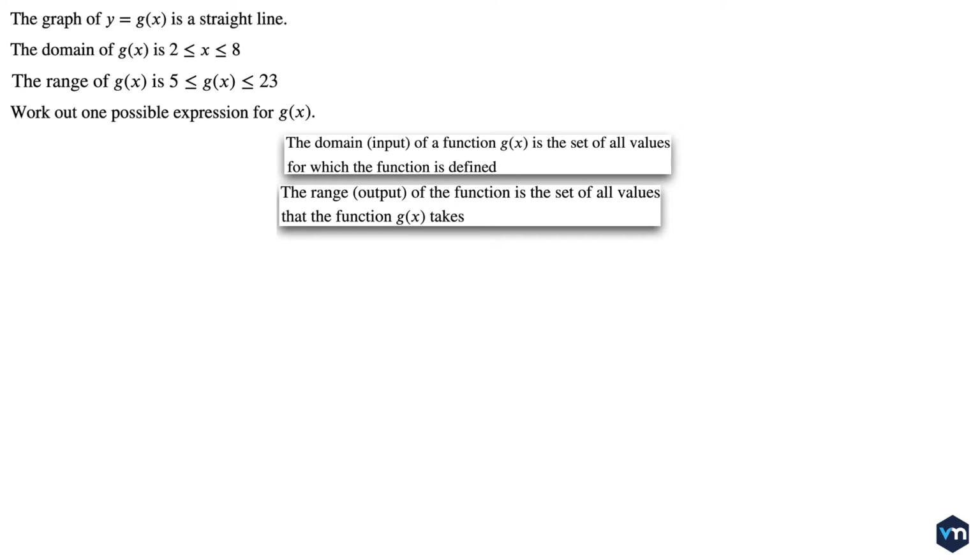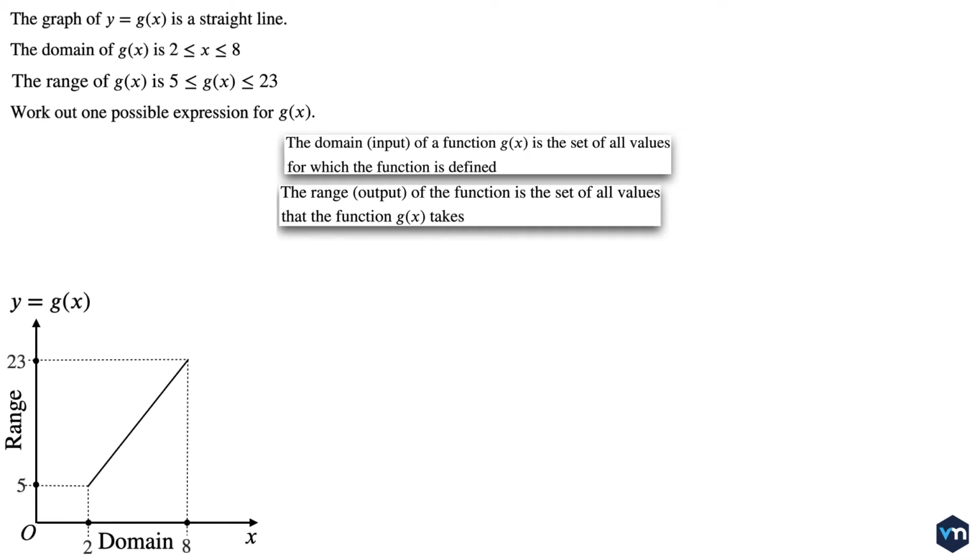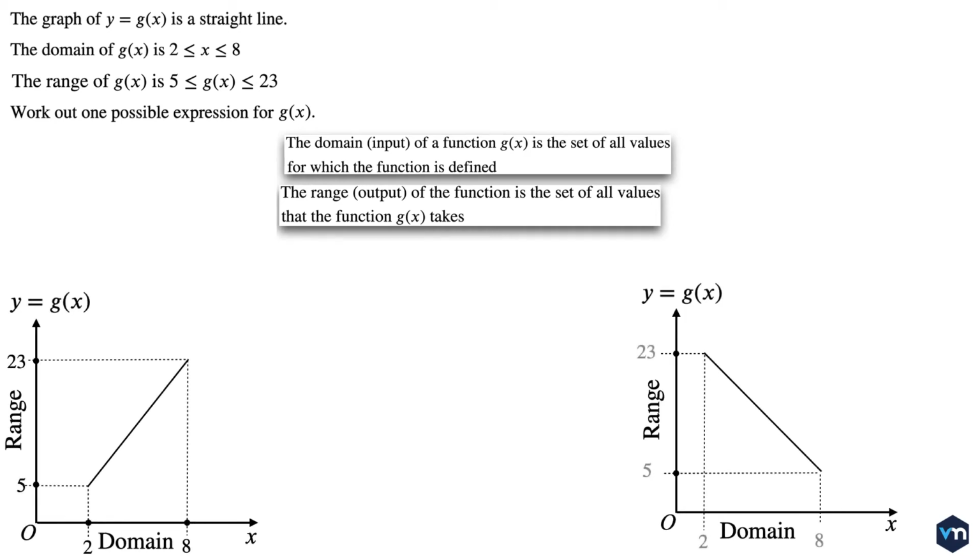Now we're told that the graph of y equals g of x is a straight line, and we're given the domain of g of x, which runs from 2 to 8, and the range, which runs from 5 to 23. And so these two sketches for straight lines are examples that would produce possible expressions for g of x.